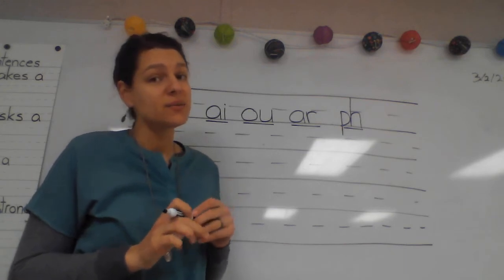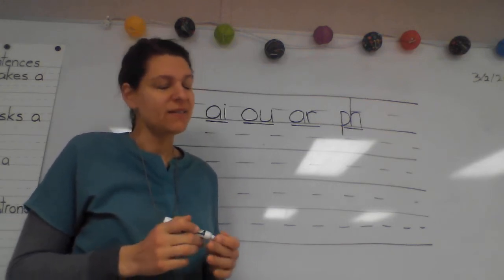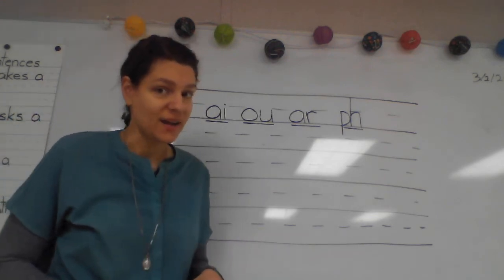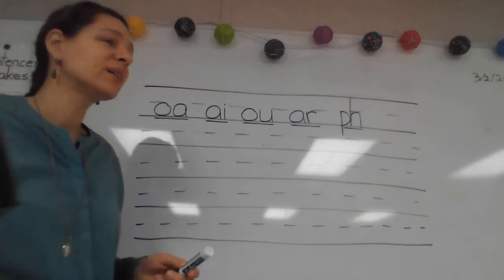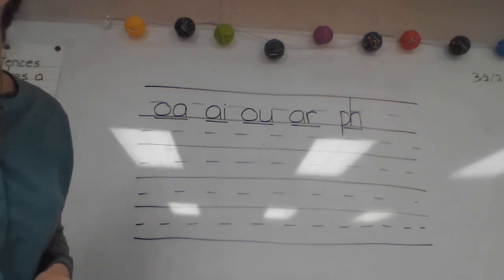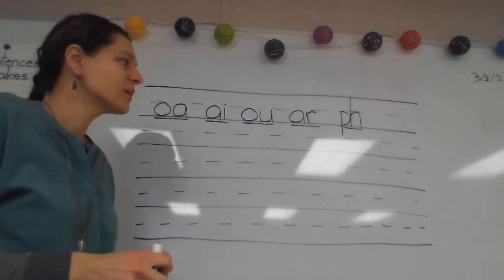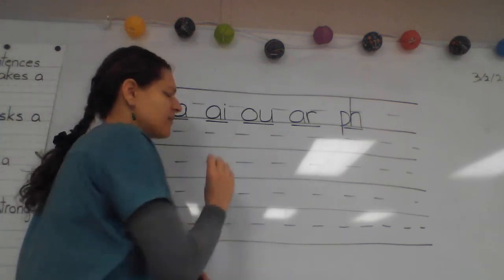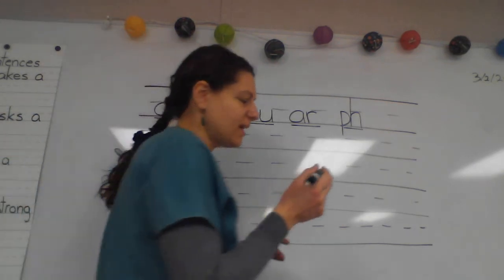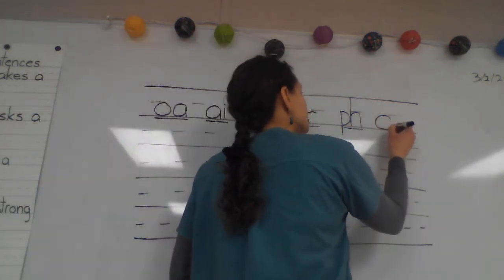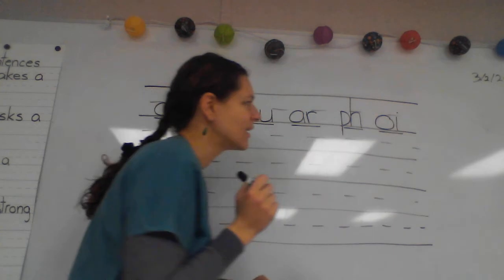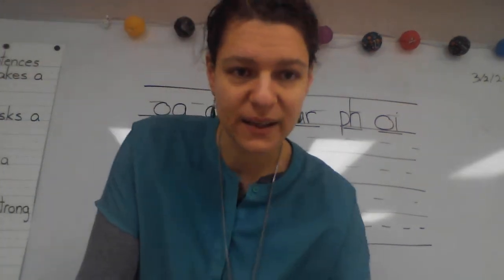All right, and we'll also do oi that we do not use at the end of English words. What are you going to write? Good, oi that we do not use at the end of English words. Say it while you write it. All right, class, put your finger under that phonogram. What is it? Good, oi that we do not use at the end of English words. This is our oi. If you didn't have that, write it. Say it while you write it.